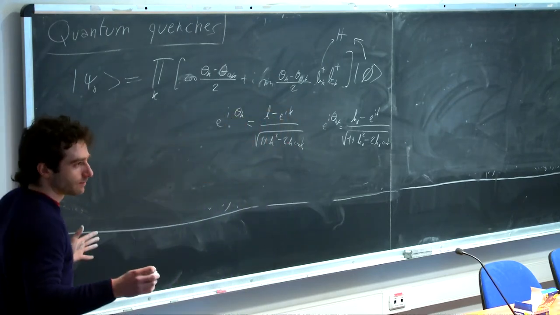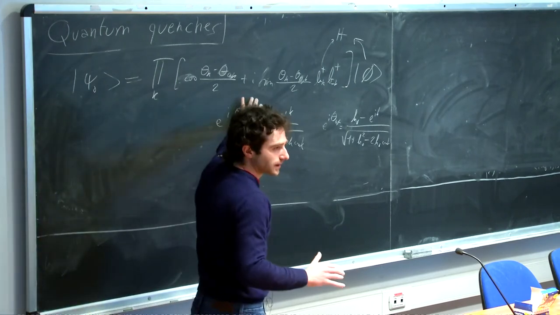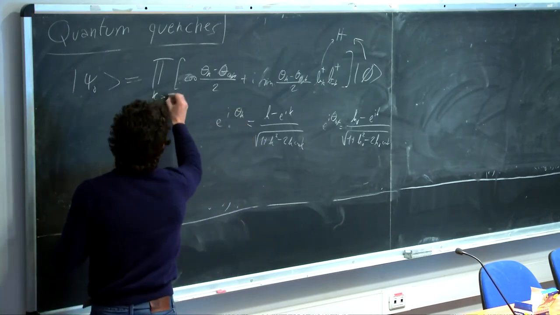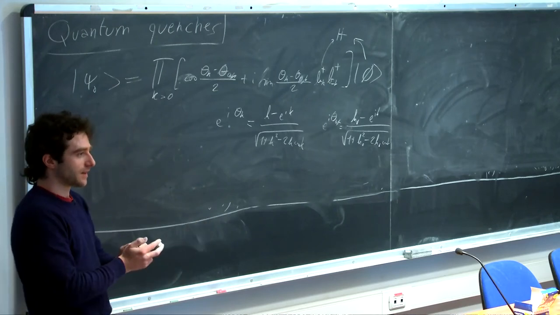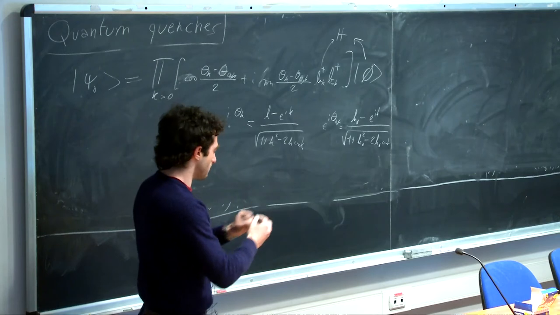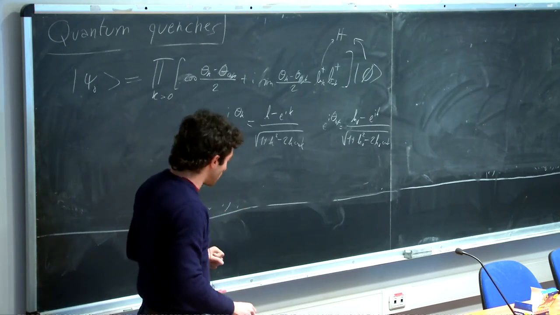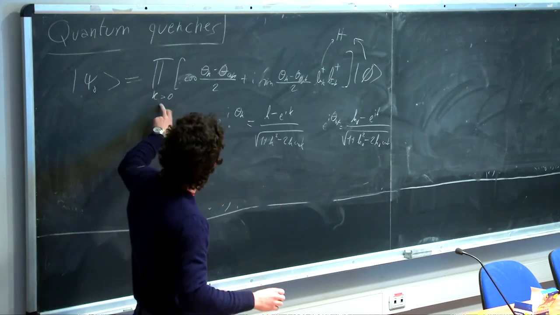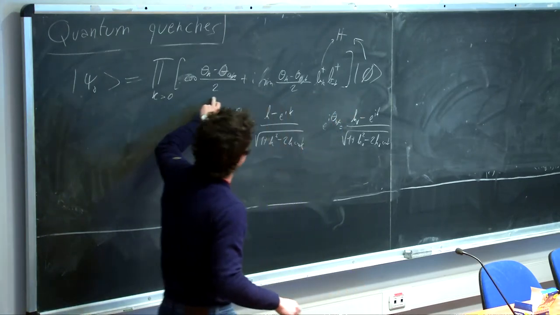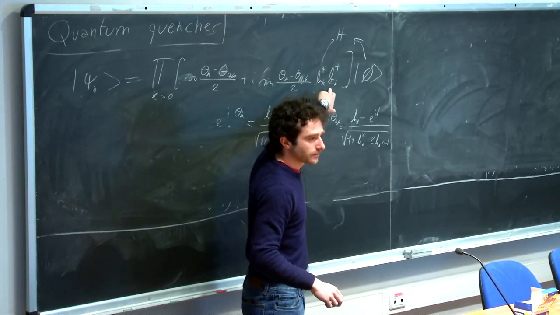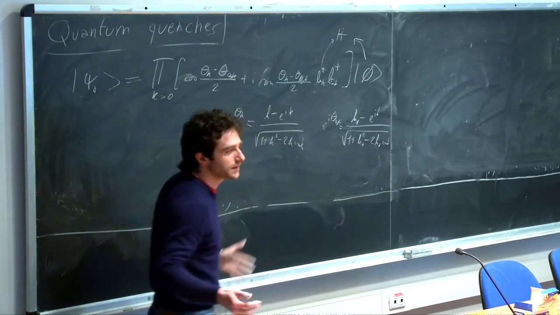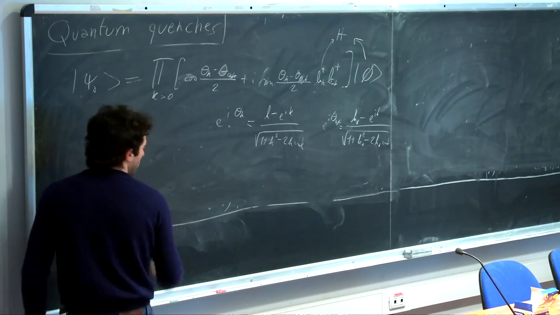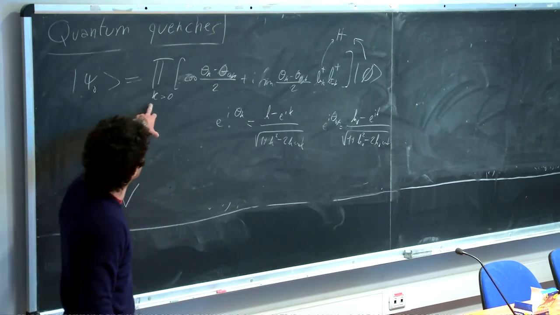So physically, what does this mean? What is the state? It means that the state is factorized. So for each momentum, you can describe it as a superposition, okay, of different sectors. For given k, you can have either the vacuum, which is this term, or you can have a pair of particles, k and minus k. So this describes two possibilities. You fix k, and then you say, okay, either there is no particle, or there is a pair of particles. And you can do this for all the k's.